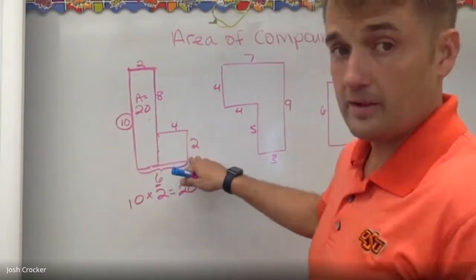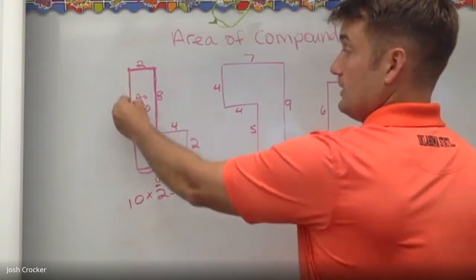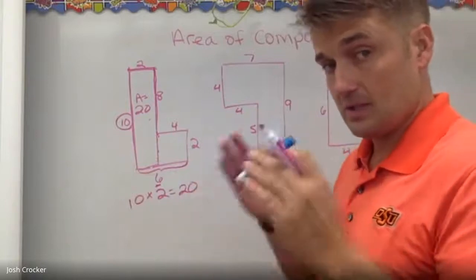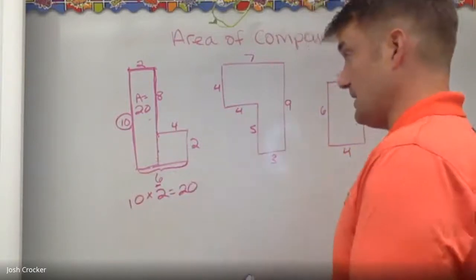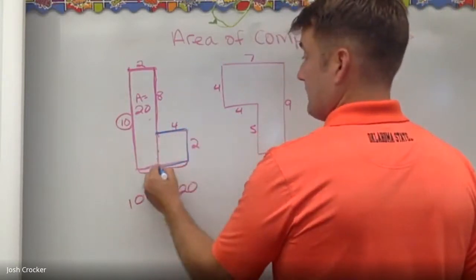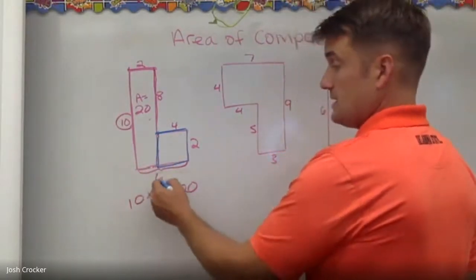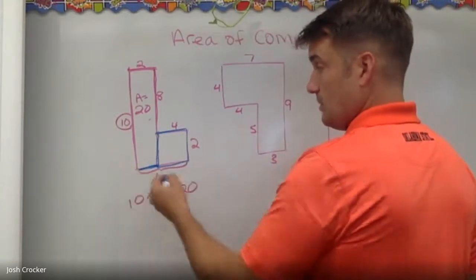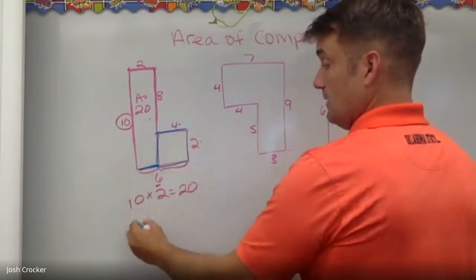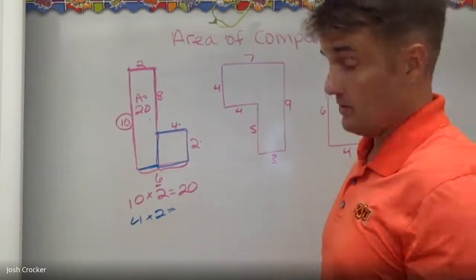I also didn't use this 8 because the 8 is talking about this piece, and I want the whole side. I don't want more than the side, and I don't want less than the side. I want exactly the side. Now I'm looking at the second rectangle, and I'm still not going to use this 6 because the 6 has this piece in it, and I don't want that. I just want this rectangle, and it's 4 by 2. So its area, 4 times 2, is 8.